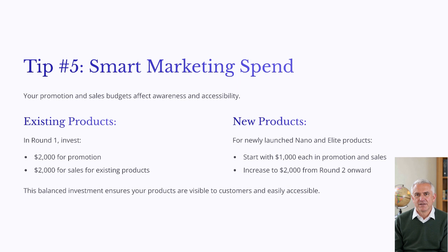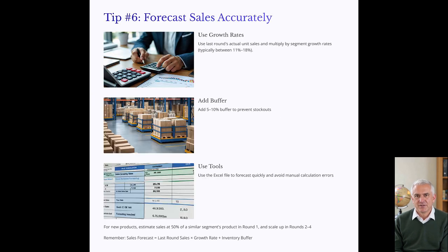Tip number 6, forecast sales accurately. Use last round's actual unit sales and multiply by segment growth rates, typically between 11% to 18%. Add 5 to 10% buffer to prevent stockouts. Use the Excel file to forecast quickly and avoid manual calculation errors. For new products, estimate sales at 50% of a similar segment's product in round 1, and scale up in rounds 2 to 4. Remember, sales forecast equals last round sales times growth rate plus inventory buffer.